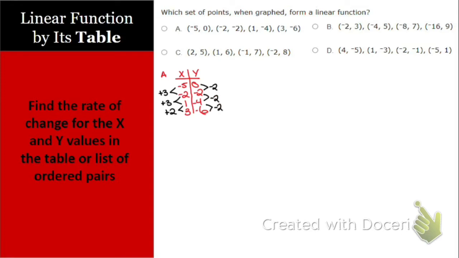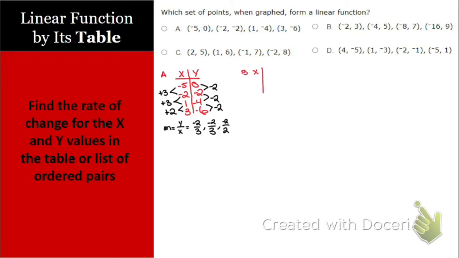So now that we have our changes, we're going to list them as a fraction. Remember, slope is written as m equals our y change over x change. That's going to be -2 over 3, -2 over 3, and then we got -2 over 2. So our list is not the same. That means that is not a linear function. Okay, so let's move to B.